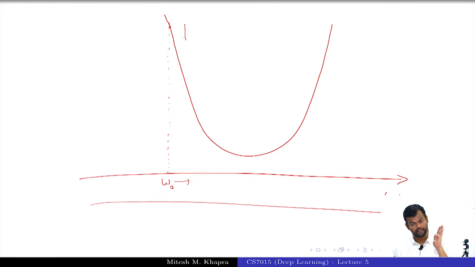Positive side. The derivative is negative, so I'm going to move in the direction opposite to the derivative. I'm going to move in the positive direction, right? So I'll end up somewhere here. Is that clear? Fine with everyone? Okay. So now I am somewhere here.